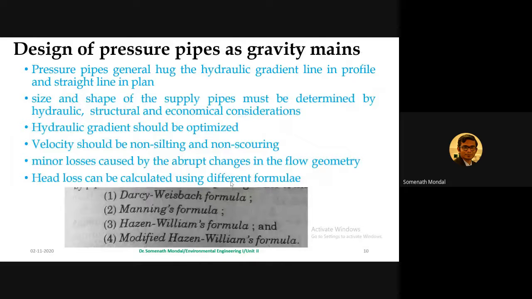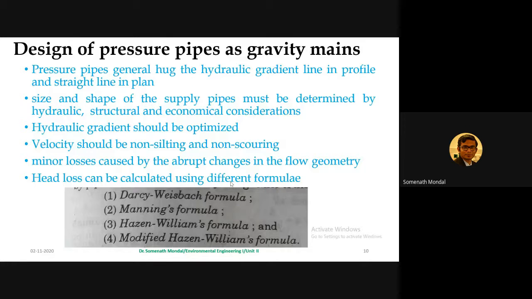So before going into laying and testing, let me talk a bit on the design aspect. In this case, the hydraulic gradient, as I mentioned, for pressure pipe, should be such as to generate velocities which are neither too small nor too high, because we need to see that water is not getting stagnant. Then there will be a problem of siltation. If it is very high, then that extra pressure would create a problem to the material.